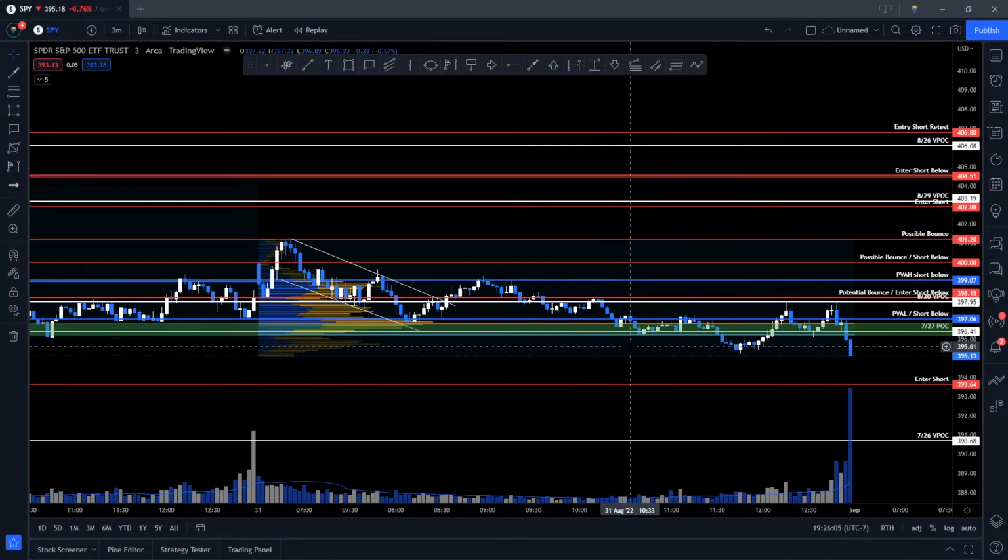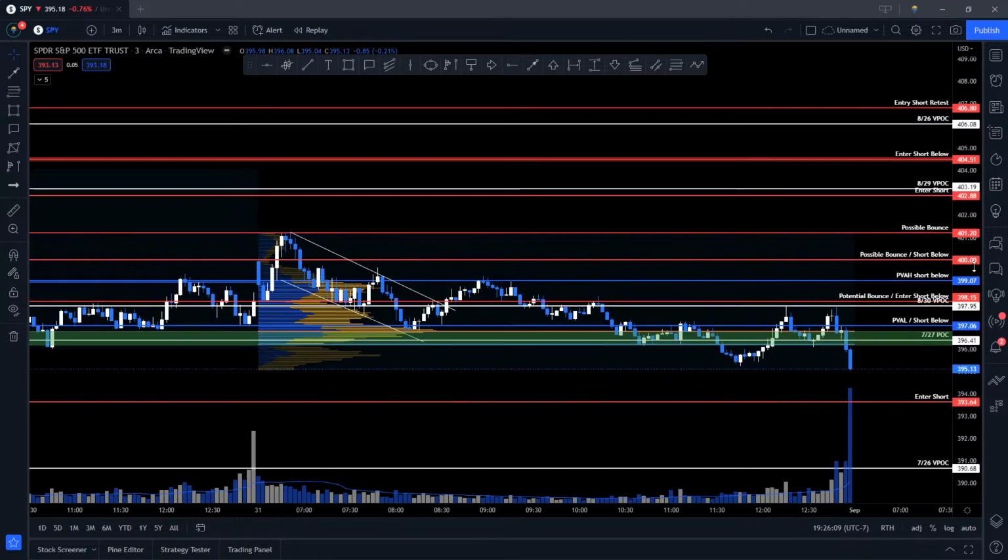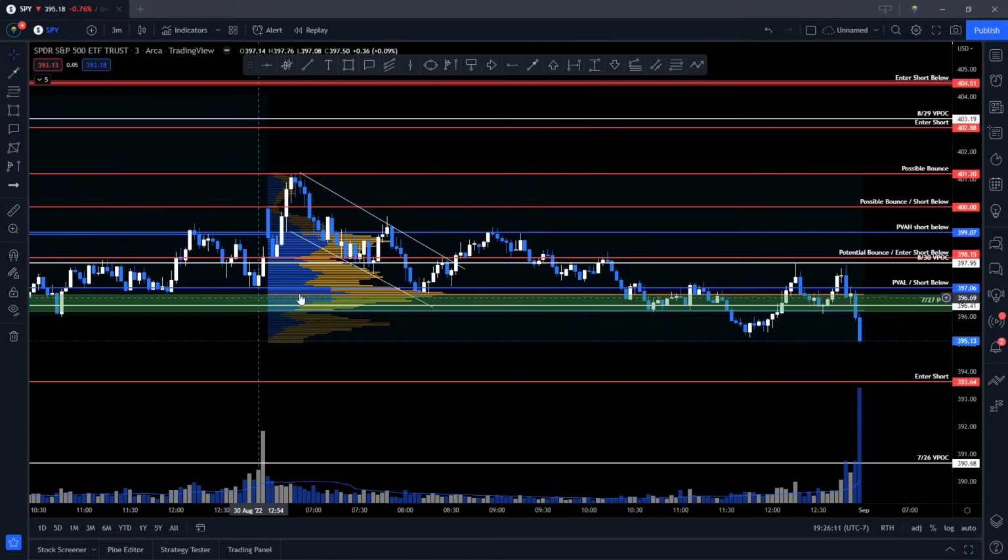I'm guessing most people here probably know me. I'm a scalper. I'm not a swing trader. I'm a day trader. I scalp. I'm in and out. And so this is what we were talking about earlier, right? Our previous value area high.